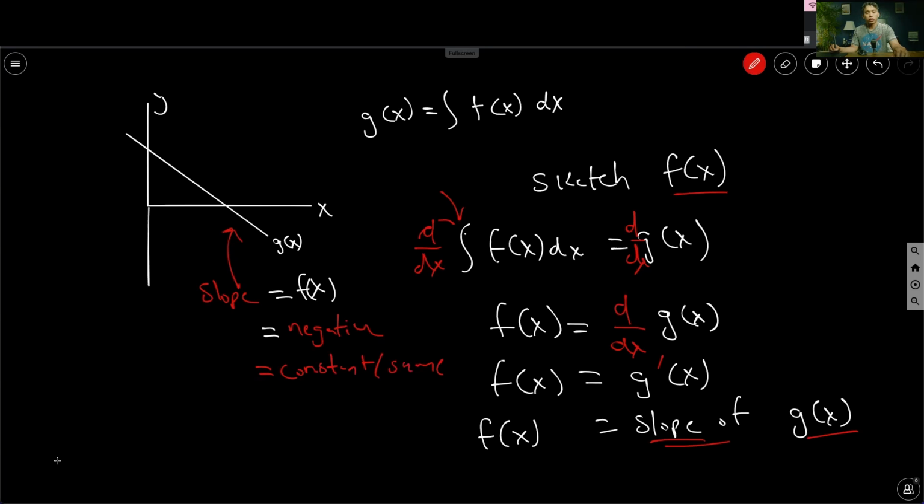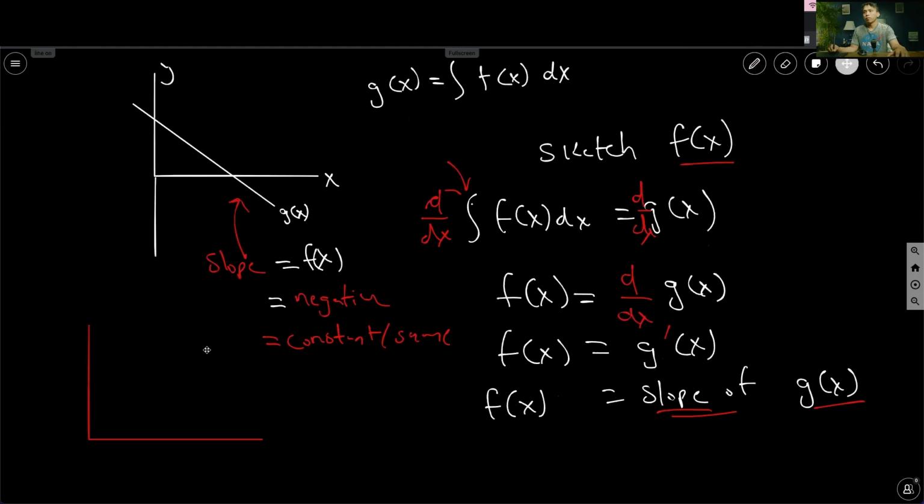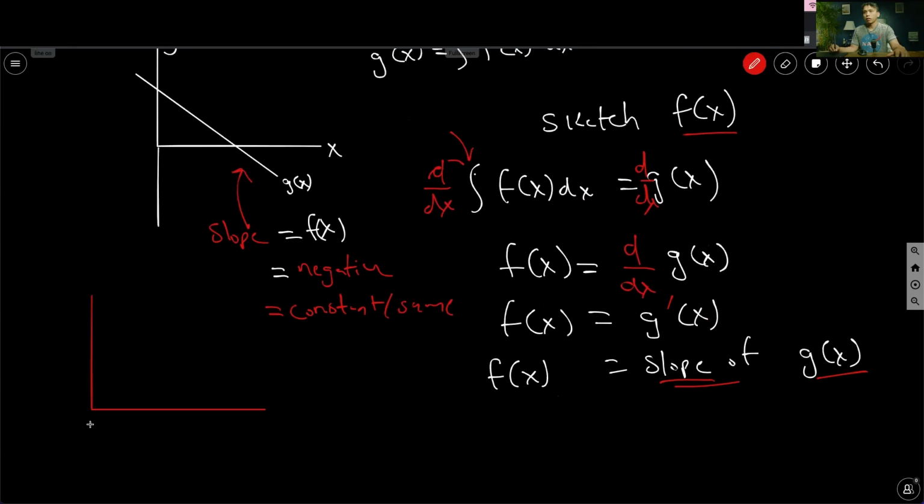So if we were to sketch the actual slope graph, in this case f of x, the slope is a constant value. So this is going to be our f of x graph, which is our slope graph. It has to be constant, and it has to be negative. This side here is positive, this side here is negative, so we know we have to draw it down here. Because it's constant, we draw a perfectly horizontal line like so.